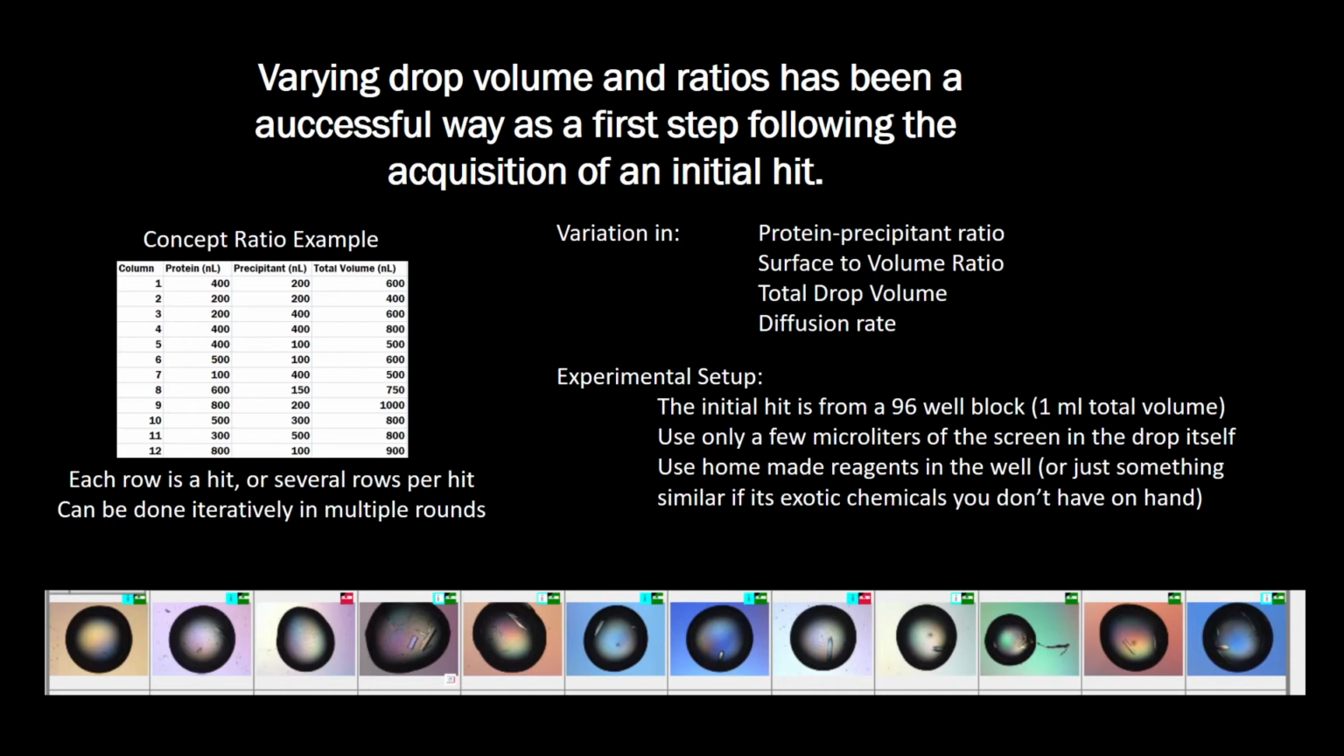And that variation gives us variation in the protein to precipitant ratio, surface to volume ratio, and the diffusion rate and total drop volume. So this chart shows an example of a concept ratio of what you can do across the 12 columns, where you vary both the protein and the precipitant, and that gives you a different total volume. And then here's an example of a result where we see in column 1 a reproduction of our small crystals we got in the initial hit, and then in some other columns an increase in size of crystal and a definite improvement.